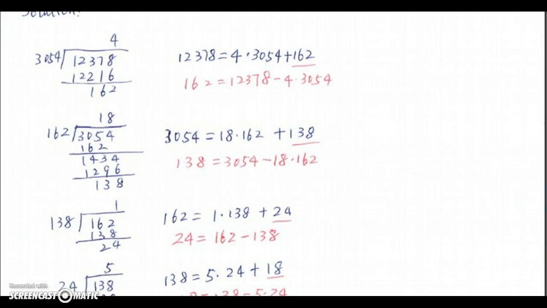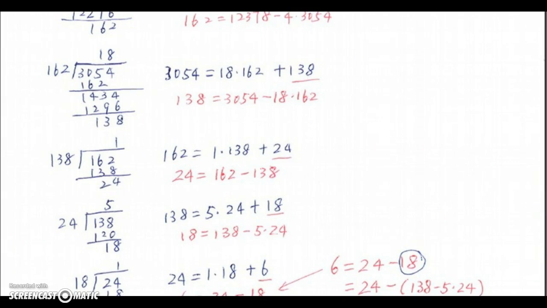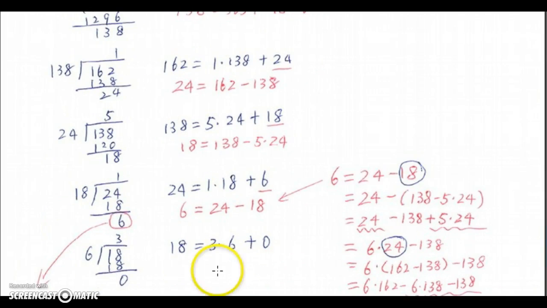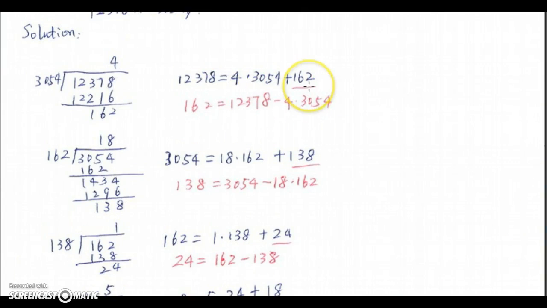In fact, if we only want the greatest common divisor, we don't need these expressions. We just do long division until we get 0, and the very last remainder before 0 is the answer. But if we want to find those two integers, we have to use these expressions, and we're going to rewrite each expression to find out what the remainder is.